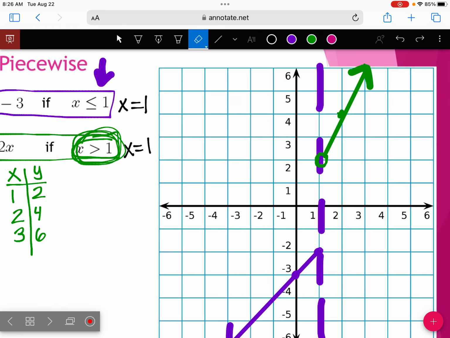One last piece of this. We're going to look at domain and range. One thing that's super duper awesome about piecewise functions is there is a shortcut to find our domain.